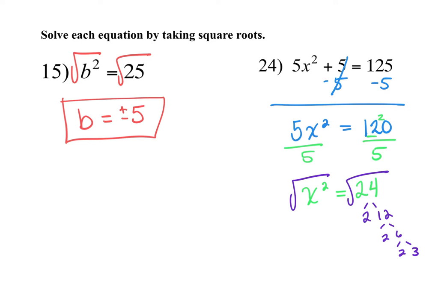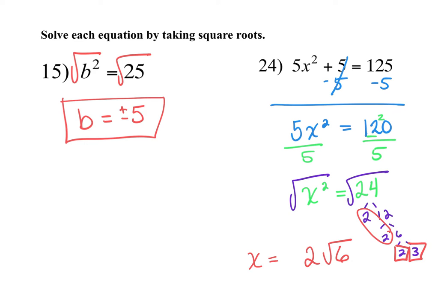And just like we have done the whole time, if it pairs up, it's going to come out of the root. If it does not pair, it's going to stay in. And if multiple things come out or multiple things stay in, you multiply them. So 2 and 3 stay in, which means a 6 is on the inside.